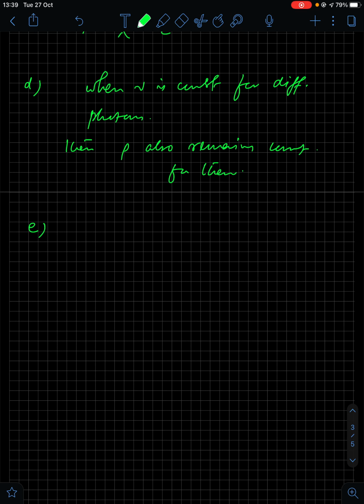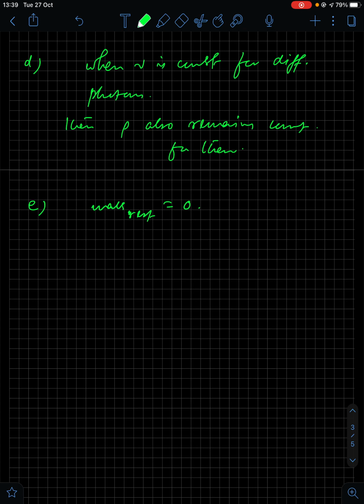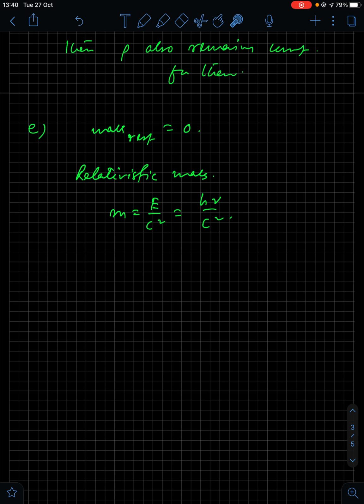Now point number E, rest mass of a photon is 0. Okay, rest mass is 0. What it means is you will never find a photon at rest in the entire universe. Relativistic mass, or effective mass, is given by the relation m equals E by c square, and that is h nu by c square. So a photon of a certain frequency will have a certain mass that can be calculated. Once you know the frequency, you can calculate the effective mass or the relativistic mass of a photon. So these are the properties of a photon.